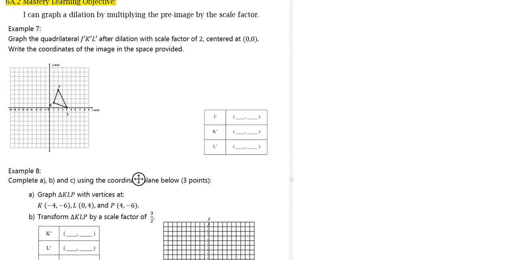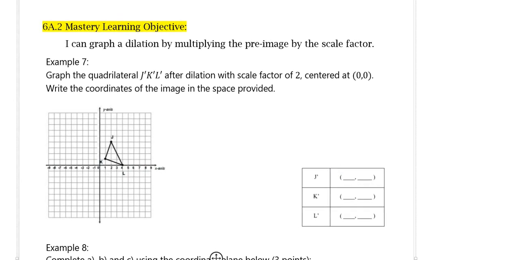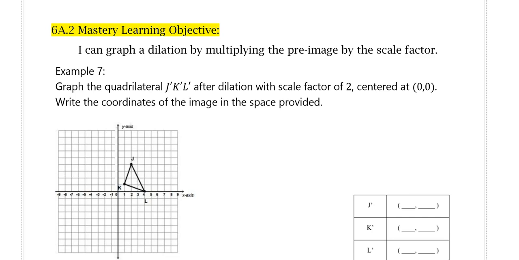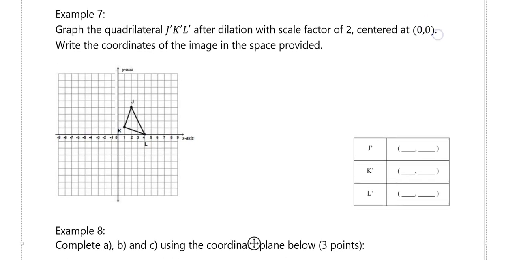Alright, we're now looking at 6A.2. I can graph a dilation by multiplying the pre-image by the scale factor. So now, like last video, we looked at our scale factor, and we had the pre-image and the image. Now what we're going to do is we only have the pre-image, and we're going to find the image.